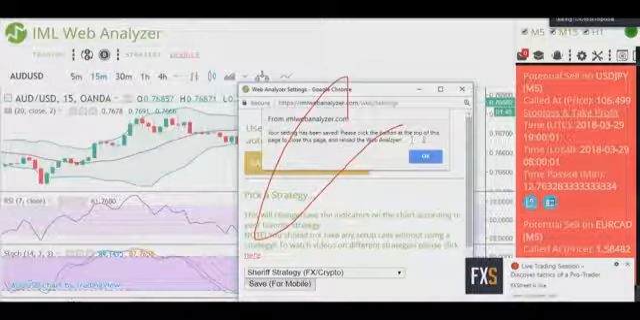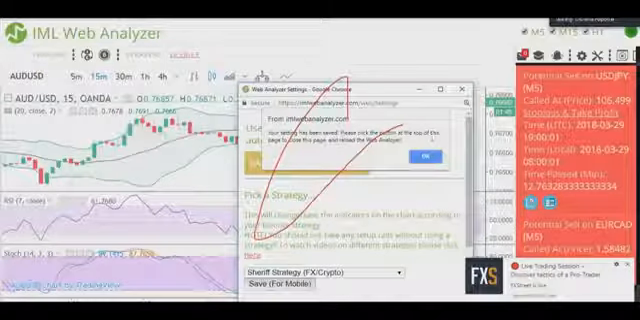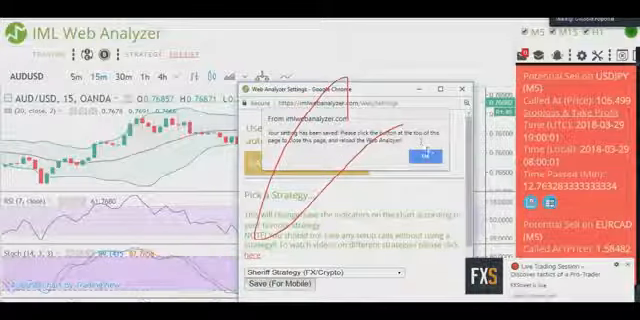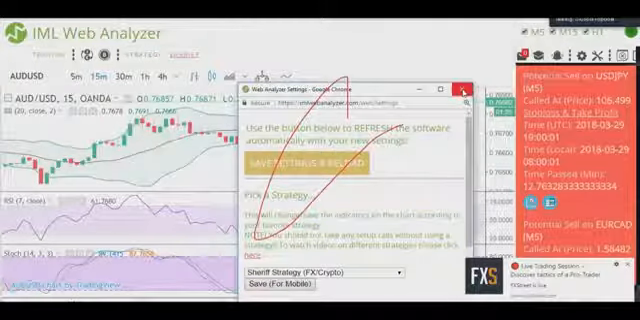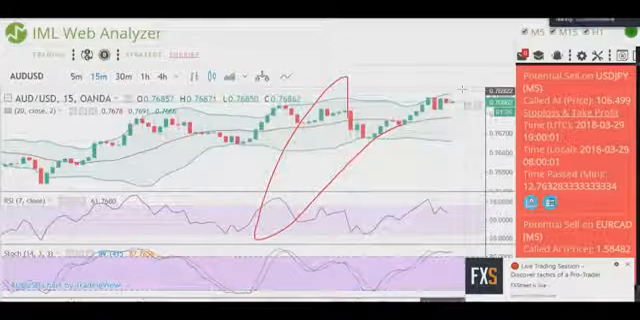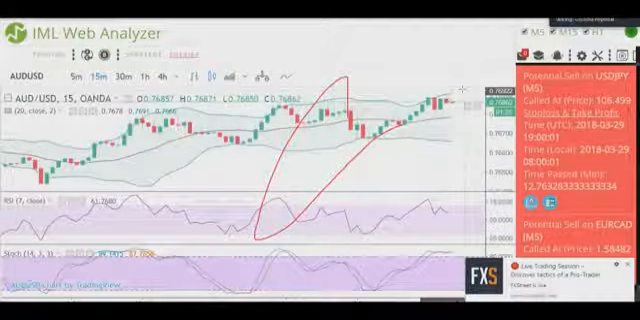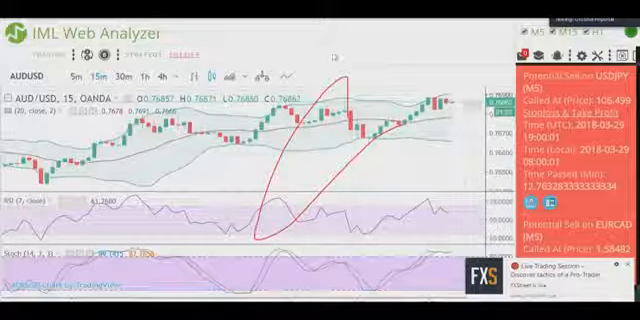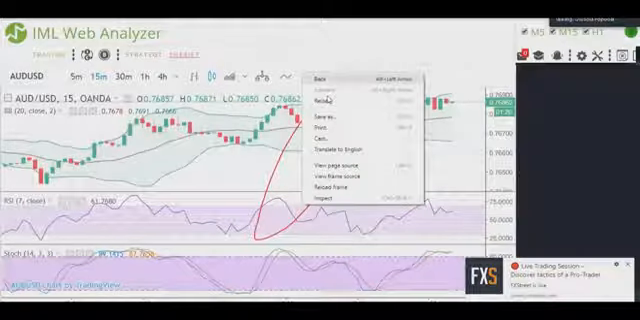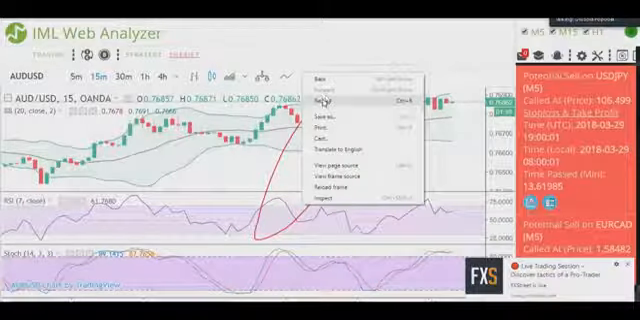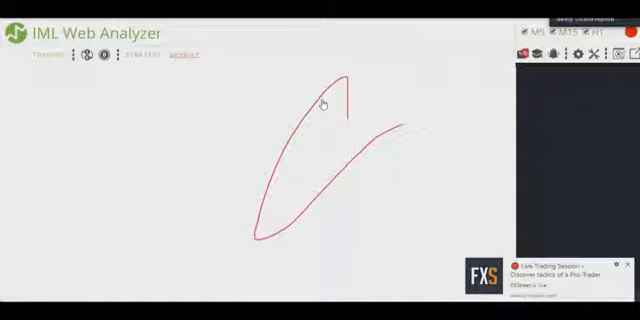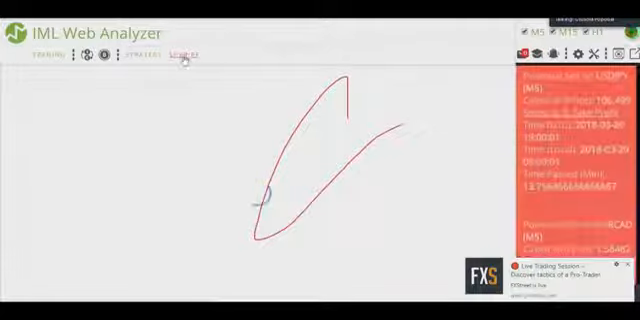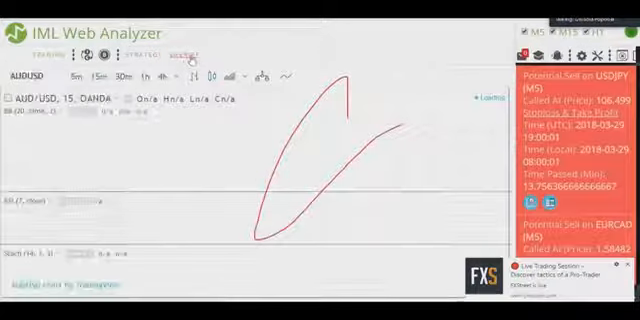Please click on the button at the top of this page to close this page and reload the web analyzer. So I click OK and I click on cancel here. Awesome. Now it has been canceled. Now I right click on my web page and then click on reload. The moment I click on reload, it shows me the Sheriff's strategy.